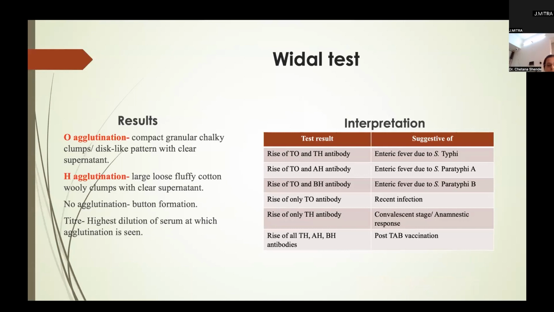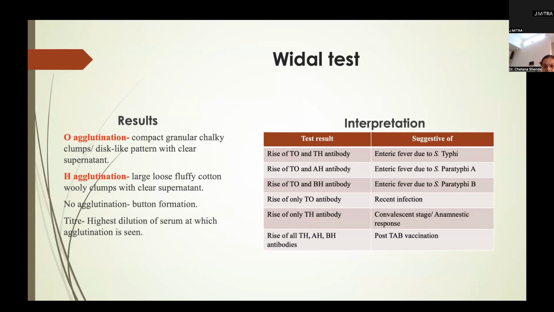So O agglutination is seen as a compact granular chalky clump and disc-like pattern, whereas H agglutination is seen as large, loose, fluffy, cotton woolly clumps with a clear supernatant. Absence of agglutination is seen as button formation.